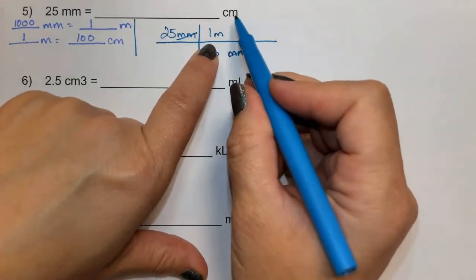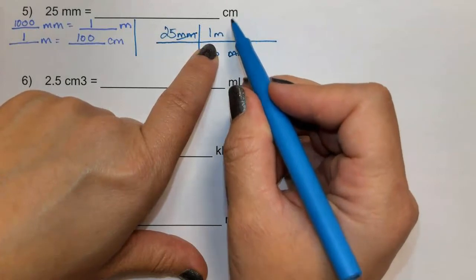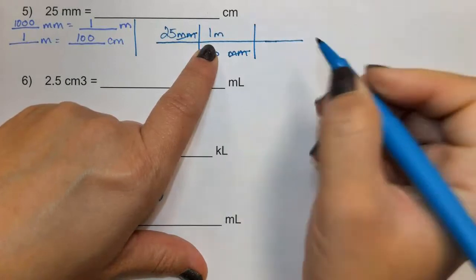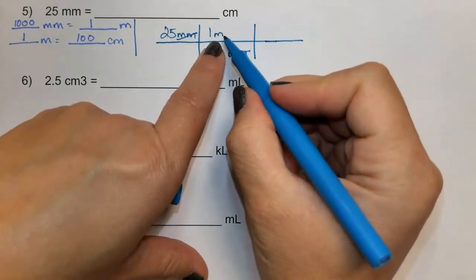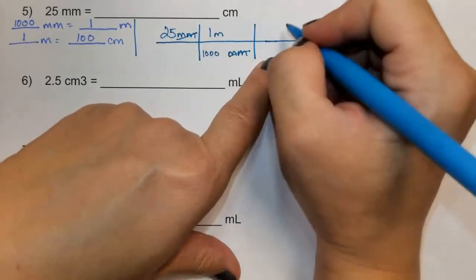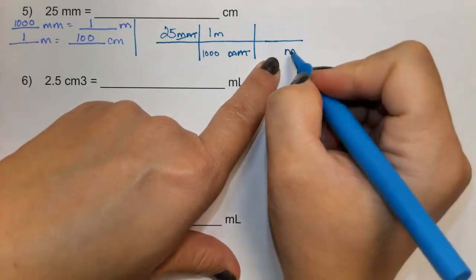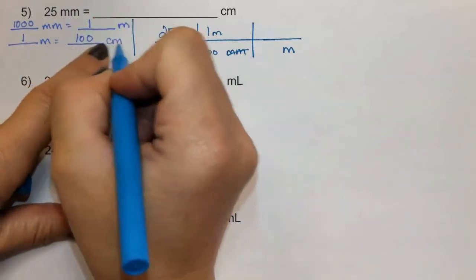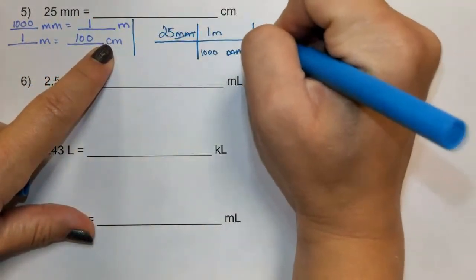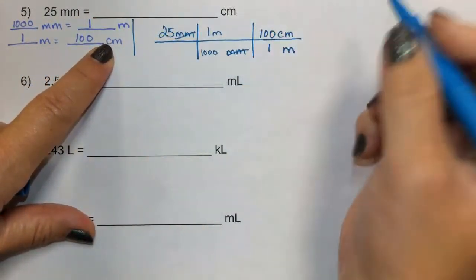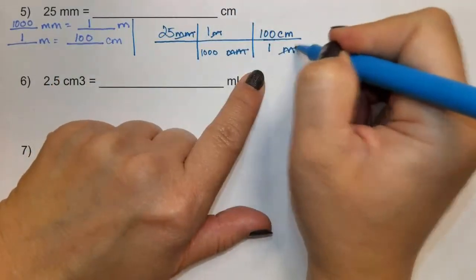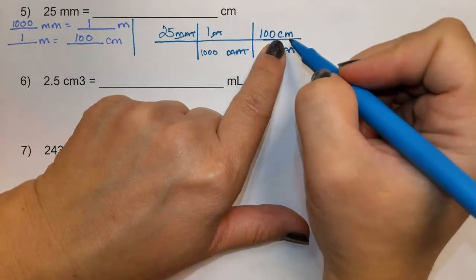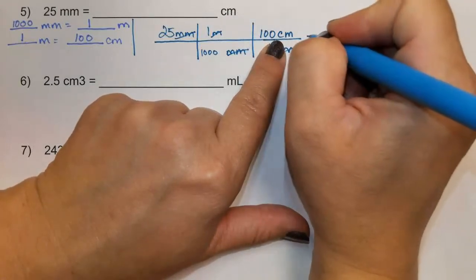Is that what I want my final answer to be? No, I want it to be centimeters, so I have to keep going. So I'll draw another bar, extend my line. The meter has to go to the bottom of the next step. And now I can use this conversion factor. 1 meter equals 100 centimeters. And now meters have canceled, and we are at centimeter, and that is what I want my final answer to be. So now I know I am finished setting up my problem.